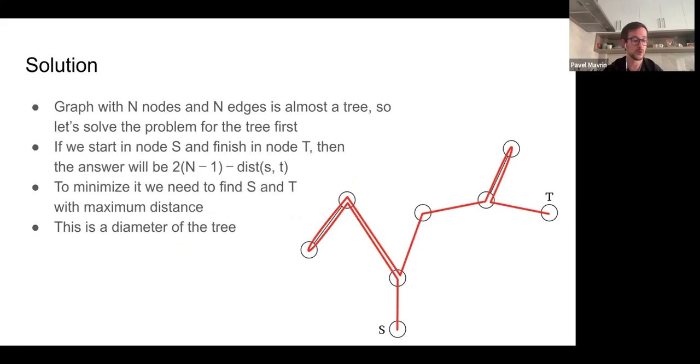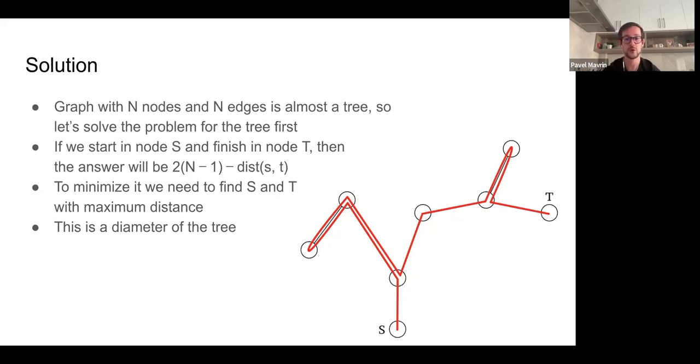First of all, let's see what graph we have. We have a very specific graph with n nodes and n edges. It's almost the same as a tree. In a tree you have n nodes, but n minus one edges. So it's almost the same, but with one more edge. So let's first solve the problem for the tree.